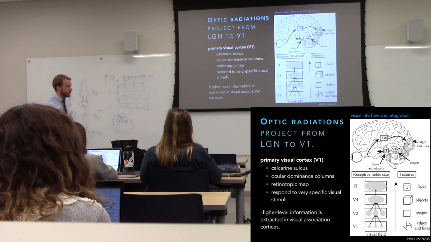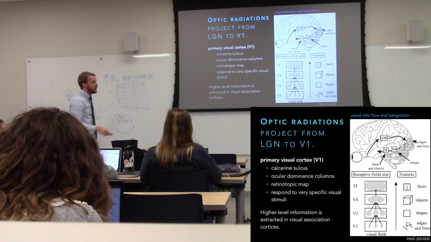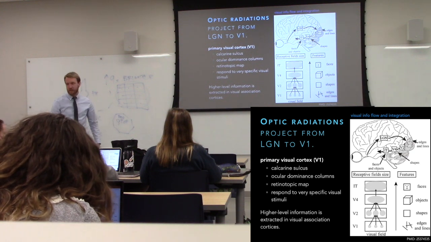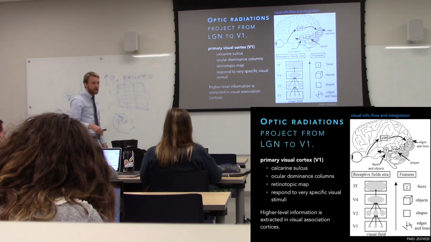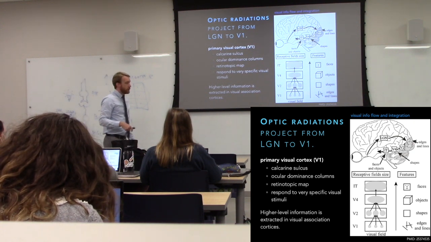Our retina has no idea. Our primary visual cortex has no idea. Our secondary visual cortex has no idea. It's not until several steps later that we finally figure out what it is.